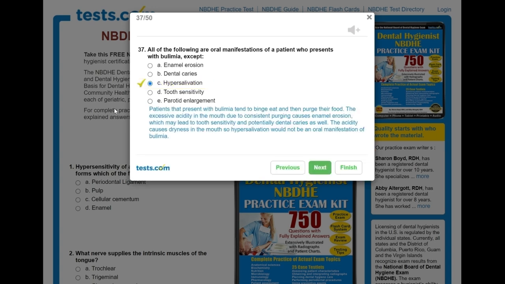C. Hypersalivation. Patients that present with bulimia tend to binge eat and then purge their food. The excessive acidity in the mouth due to consistent purging causes enamel erosion, which may lead to tooth sensitivity and potentially dental caries as well. The acidity causes dryness in the mouth, so hypersalivation would not be an oral manifestation of bulimia.